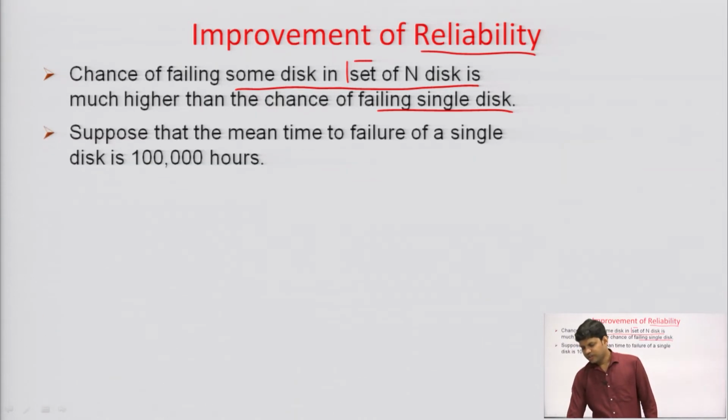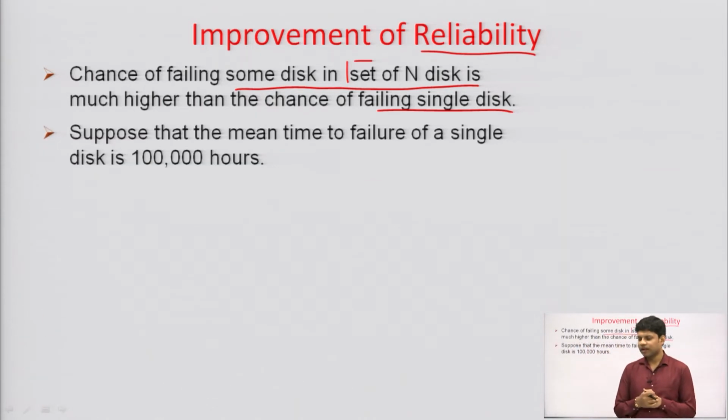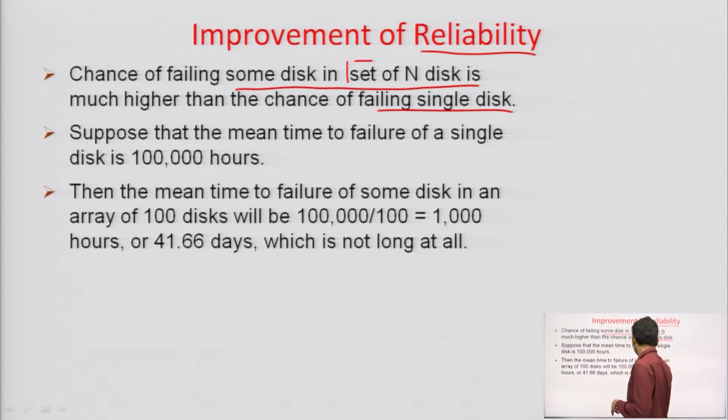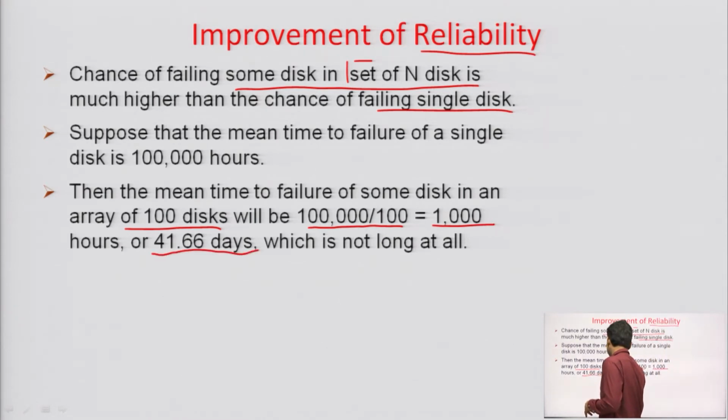Now suppose that the mean time to failure of a single disk is 1 lakh hours. This is a scenario. Then the mean time to failure of some disk in an array of 100 disks will be 1 lakh divided by 100, that is 1000 hours or 41.66 days. If you want to calculate the mean time of when the disk will fail, suppose the mean time to failure of a single disk is 1 lakh hours.